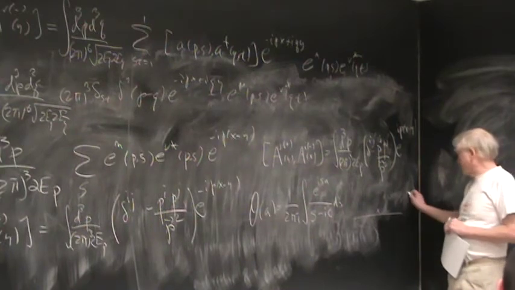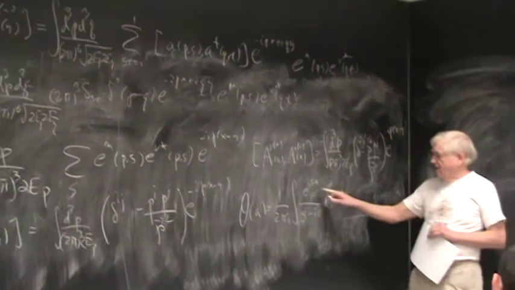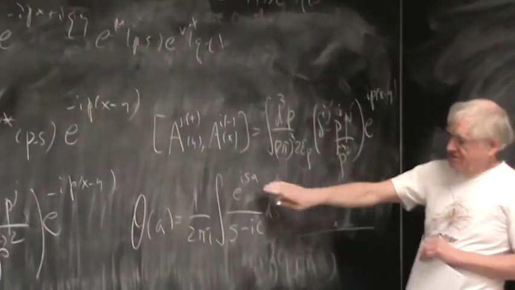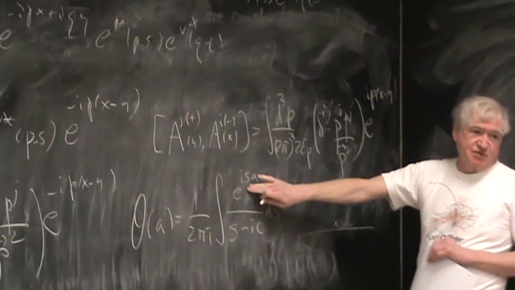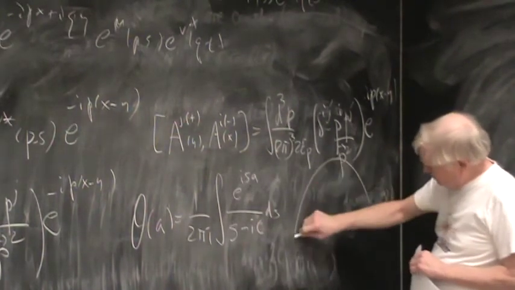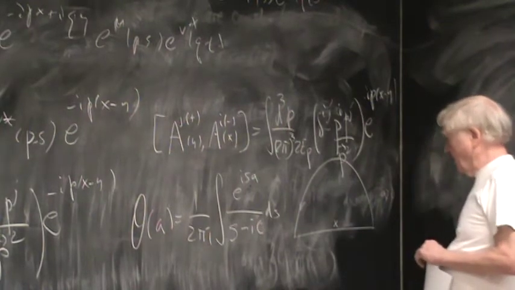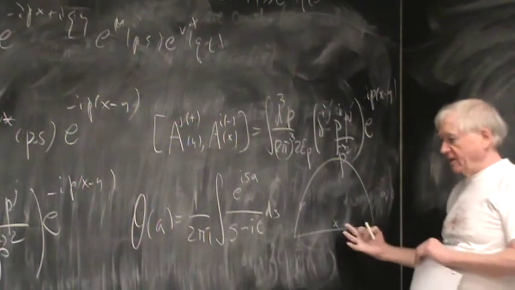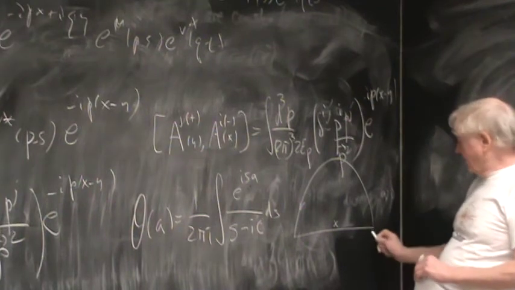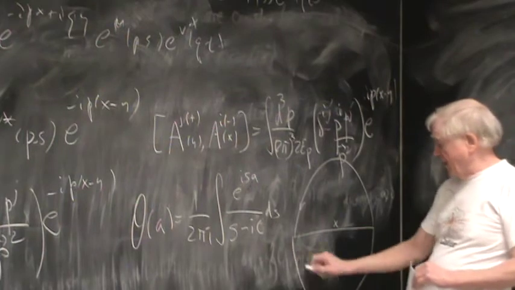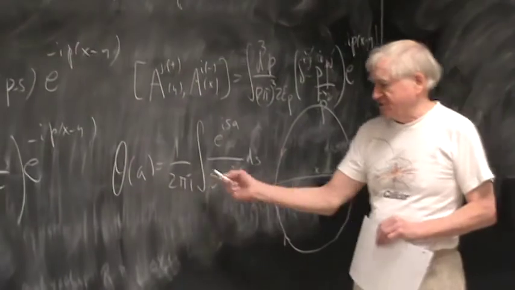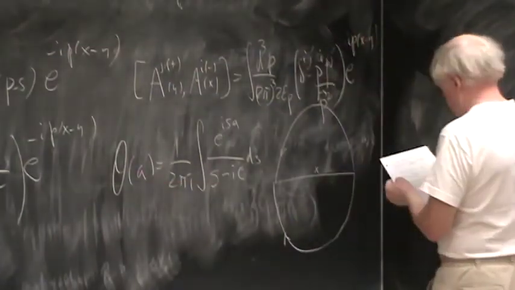So if a is greater than zero and s has a positive imaginary part, so it's way up here, then this is a damped exponential because you have two i's. So you add what I call a ghost contour going around like that. And this just gives you 1 for a positive. On the other hand, if a is negative, then you can add a ghost contour this way, but then you get 0. So this, in fact, is a representation of the Heaviside function.